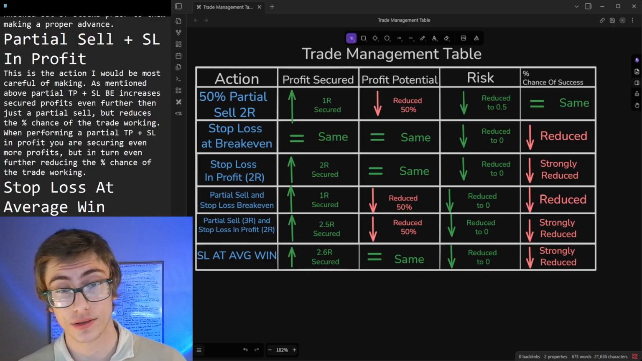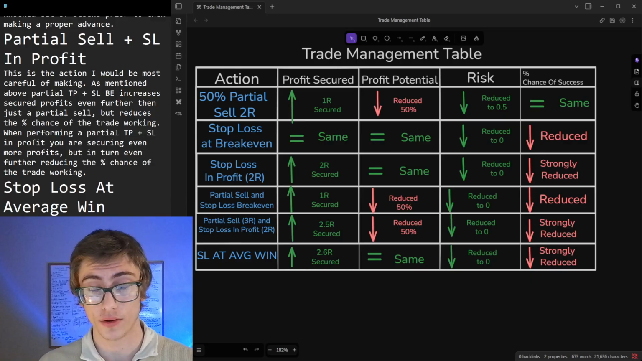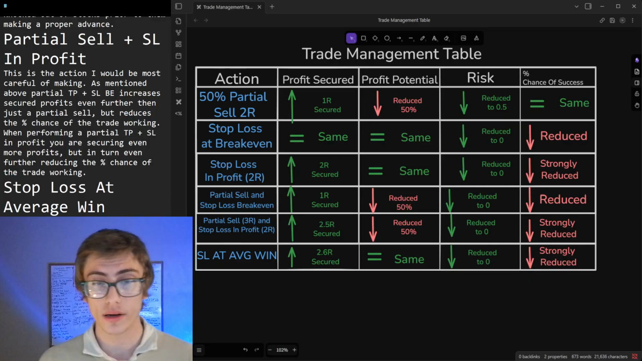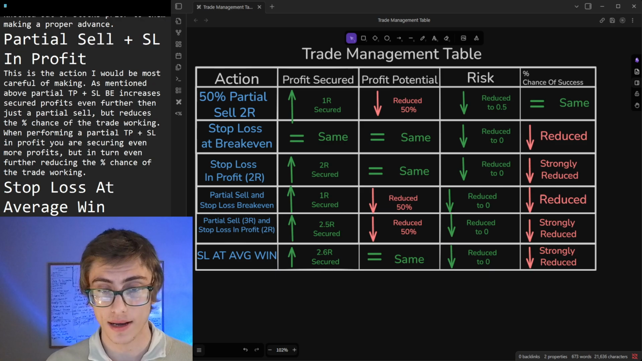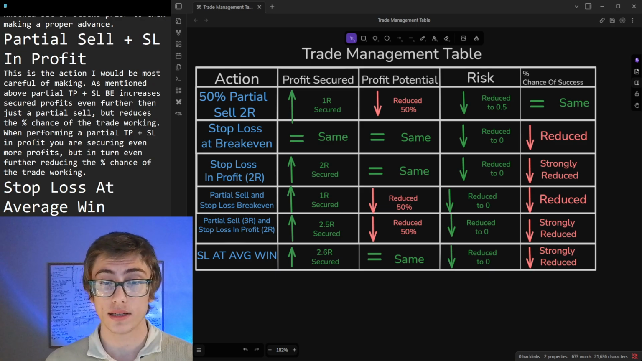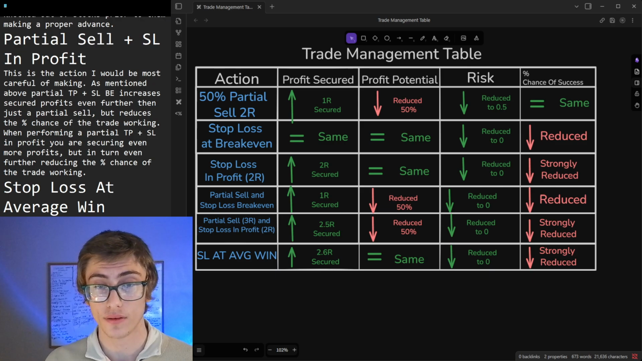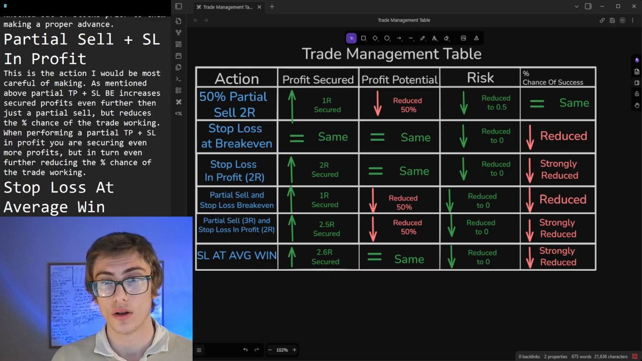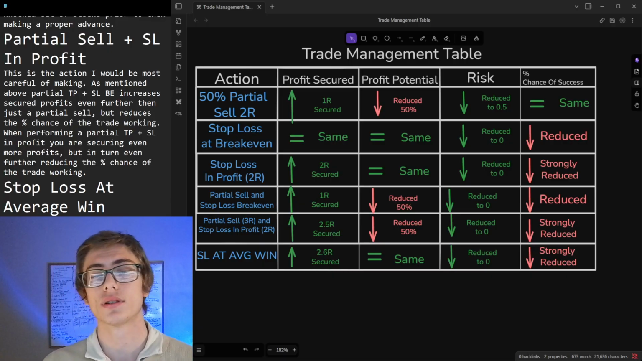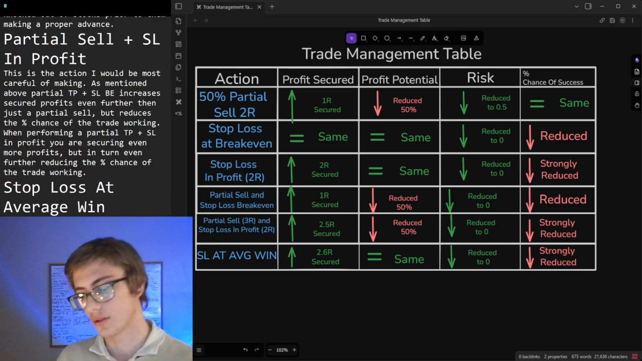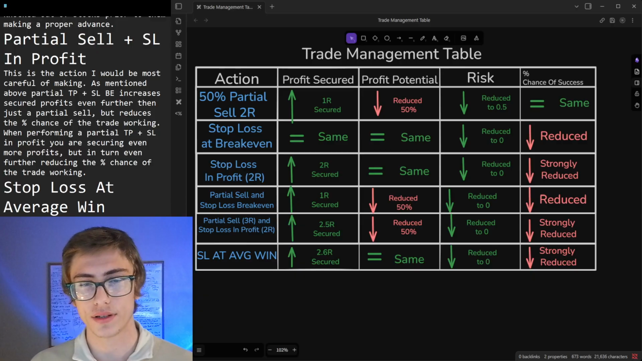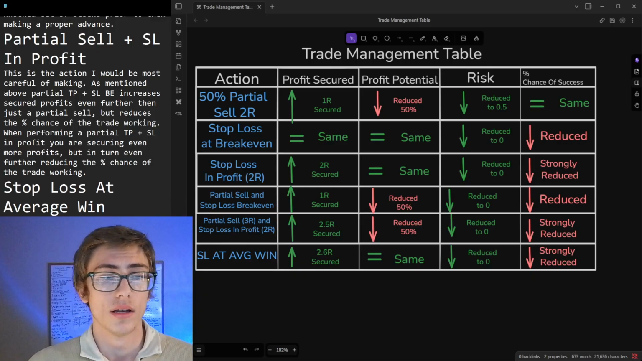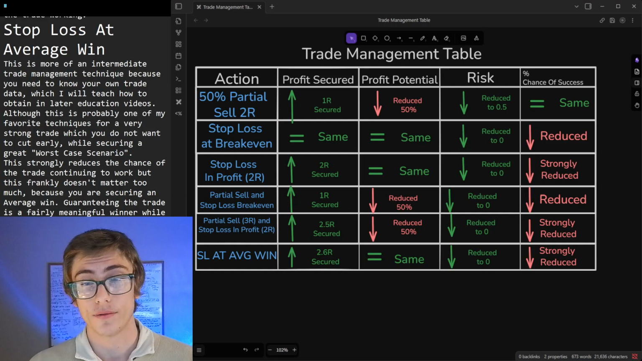If my plan is to capture a strong move on this stock, a 50% move, then you're not going to want to increase the chance of you being stopped out. But if your plan is only to capture a 10% move, you can take a partial sell. So there are different actions for different goals. This is the important thing to realize. So moving on to stop loss at average win.